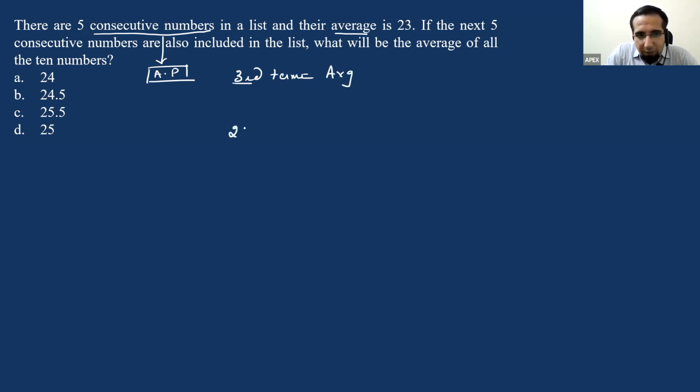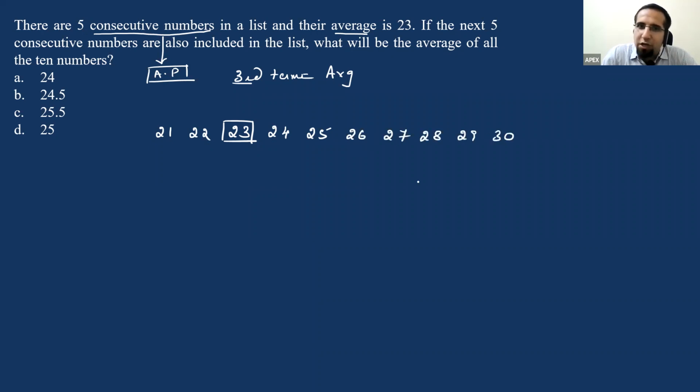Clear? So out of the 5 numbers, the third number is 23. That means this is 21, this is 22, this is 24, and this is 25. If the next 5 consecutive numbers are also included, 26, 27, 28, 29, and 30, the question is asking what is the average of the new list.